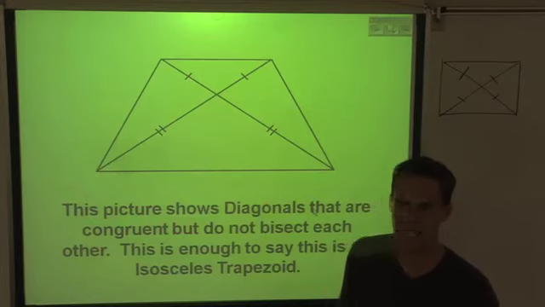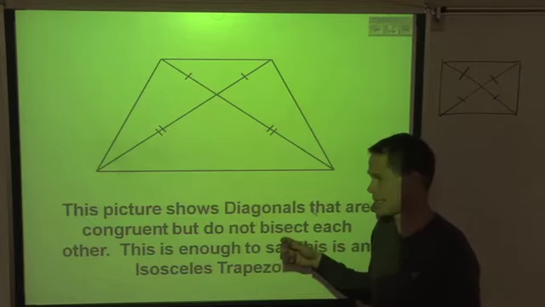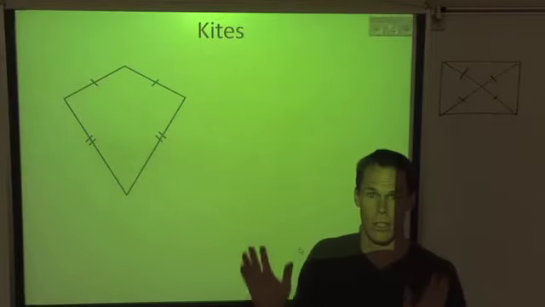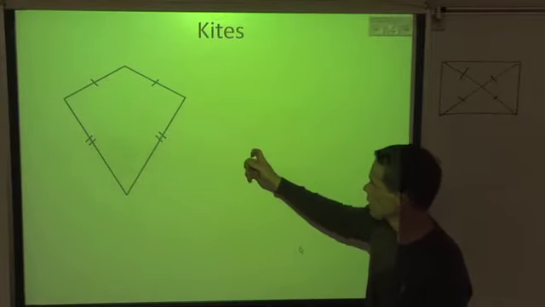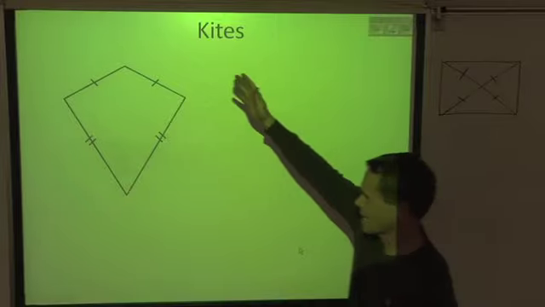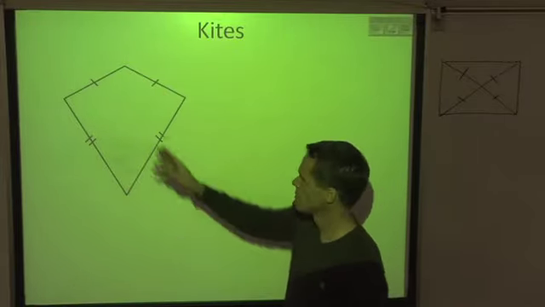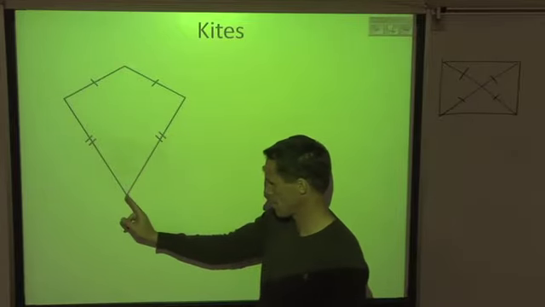Now we're going to move on to kites. And kites are a little bit crazy. Here's our kite. 2 pairs of congruent sides. And what I'm going to do is draw a diagonal from here to here, splitting the congruent sides. So split these 2 congruent sides, split these 2.